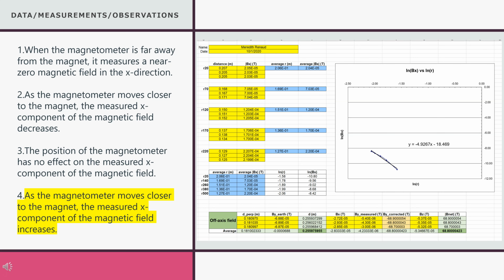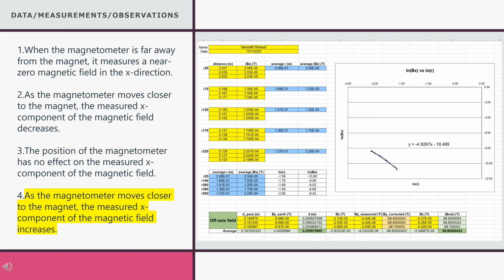On the left, you'll see options of what happens as the magnetometer moves closer to the magnet. I selected that as the magnetometer moves closer to the magnet, the measured x component of the magnetic field increases, and this is proven with my data on the right. On the right is also included the graph and the plot of my points.